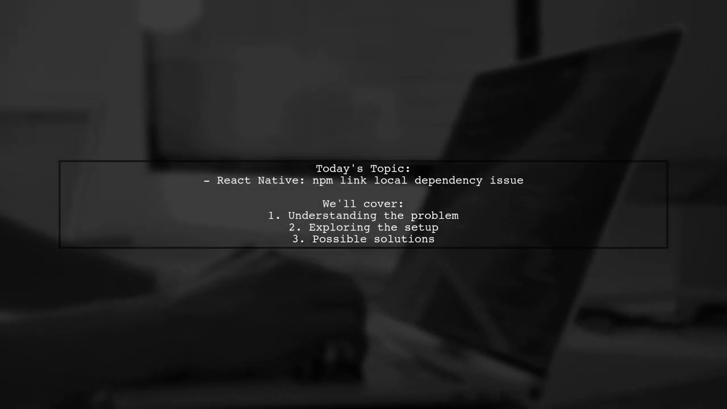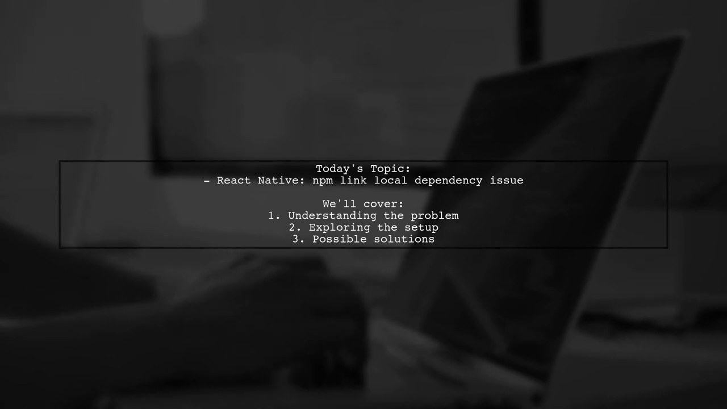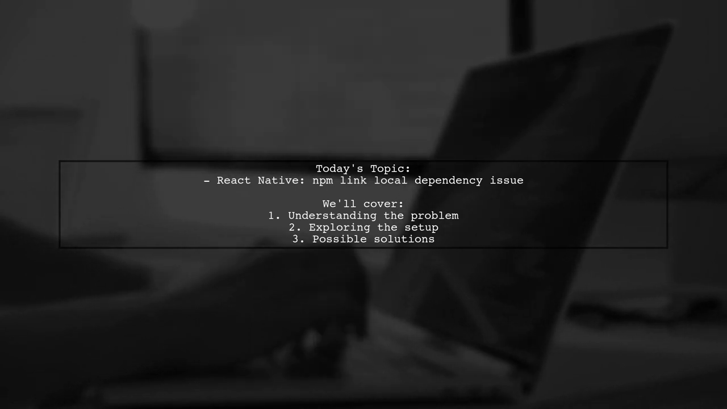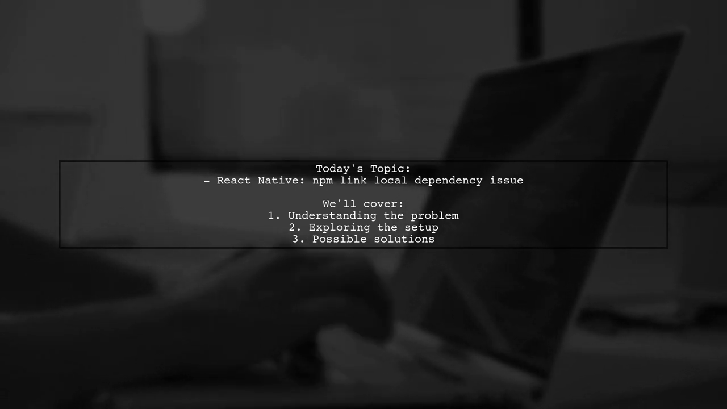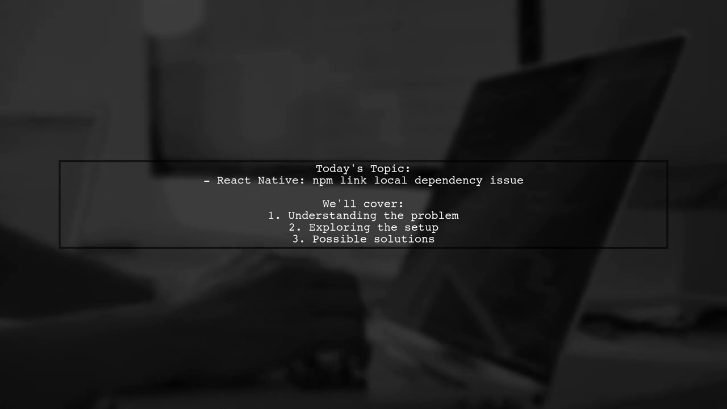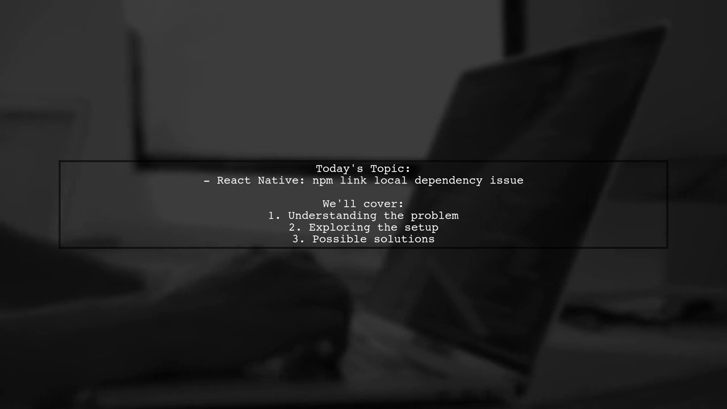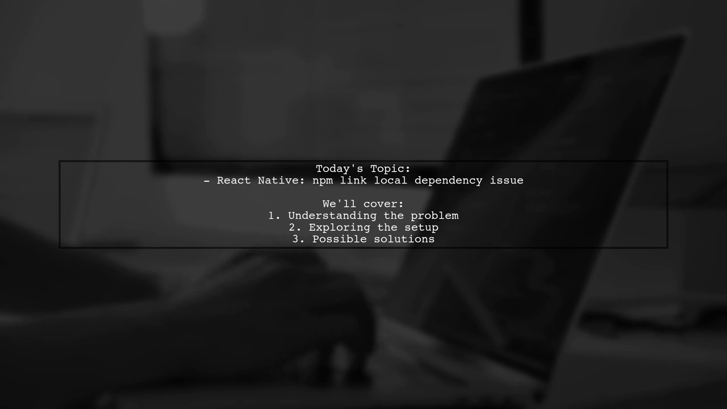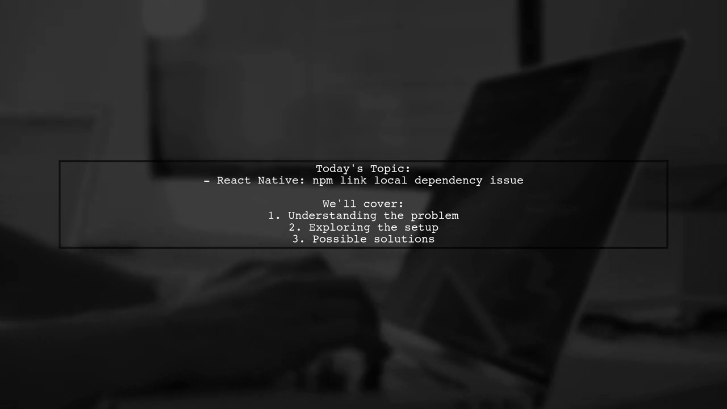Today, we're tackling a common challenge in the world of React Native development. Our viewer is working on a button UI package and has run into an issue while trying to link it to an example project. They ask, "Why am I unable to resolve the module after using npm link for my local dependency?" Let's dive into the details and see how we can help.